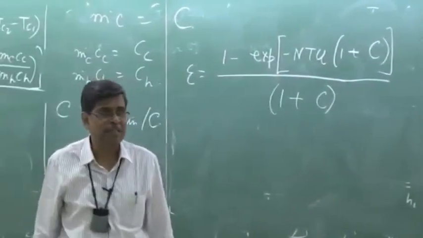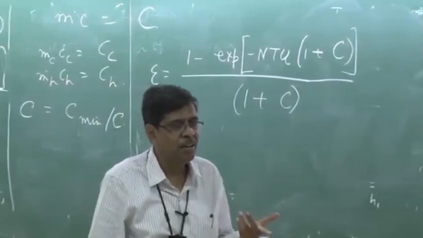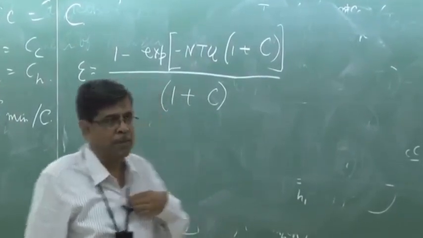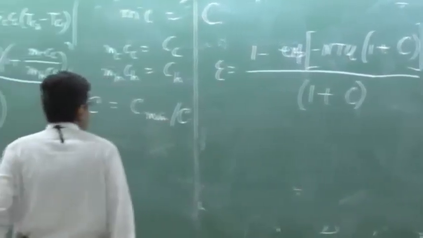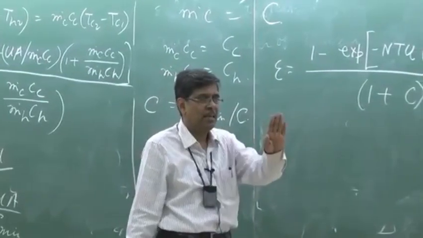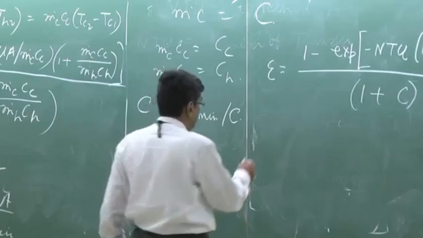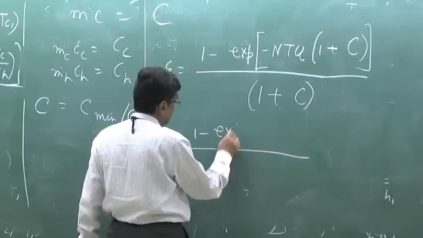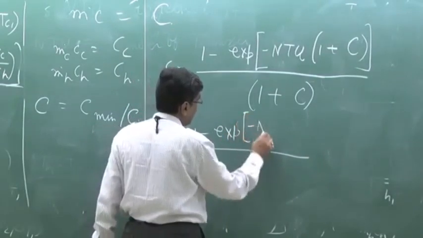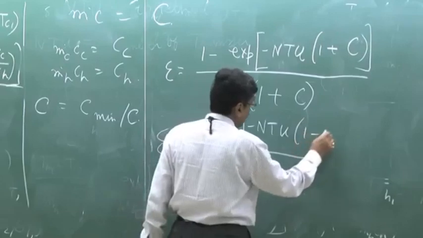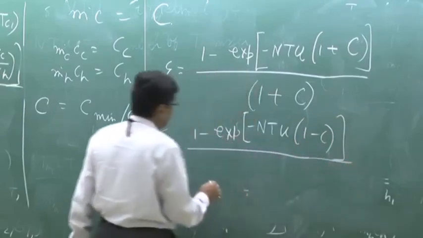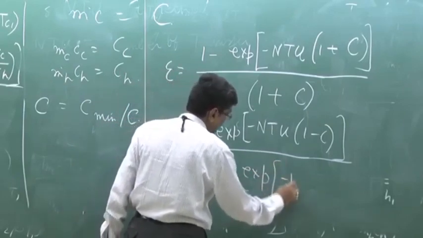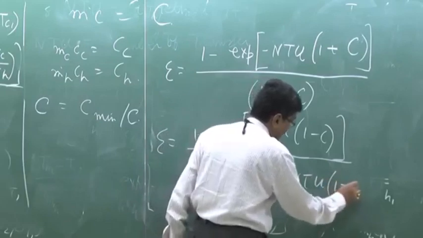The counter flow expression will be again a tricky one, and that I leave to you to do as an exercise. The expression will be epsilon is equal to 1 minus exponential of minus NTU into 1 minus C, divided by 1 minus C into exponential of minus NTU into 1 minus C.